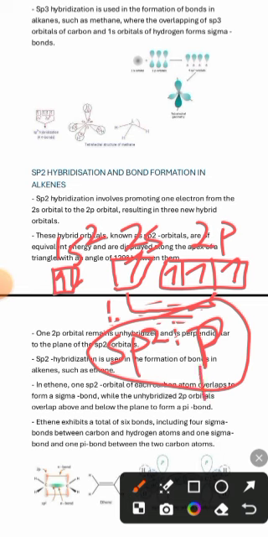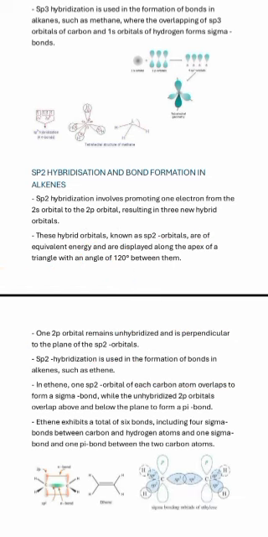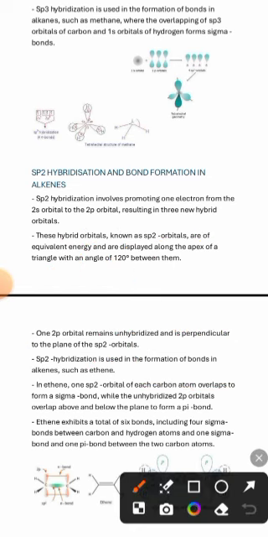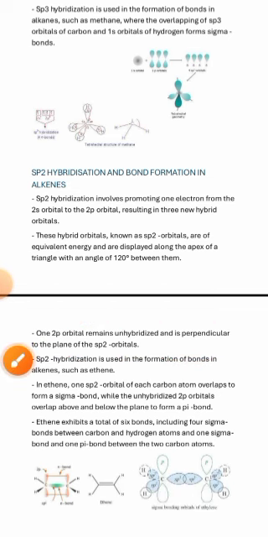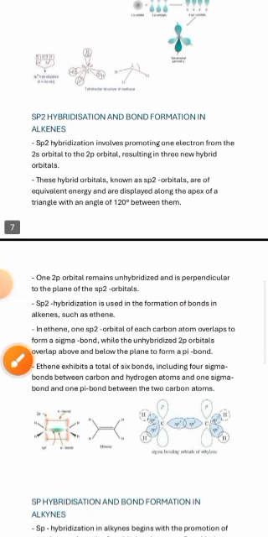This p orbital did not participate in the hybridization. So you see that one 2p orbital remains unhybridized and is perpendicular to the plane of the sp2. It is at 90 degrees to the sp2 orbital. Also, the sp2 orbital is used in the formation of bonds in alkenes such as ethene.